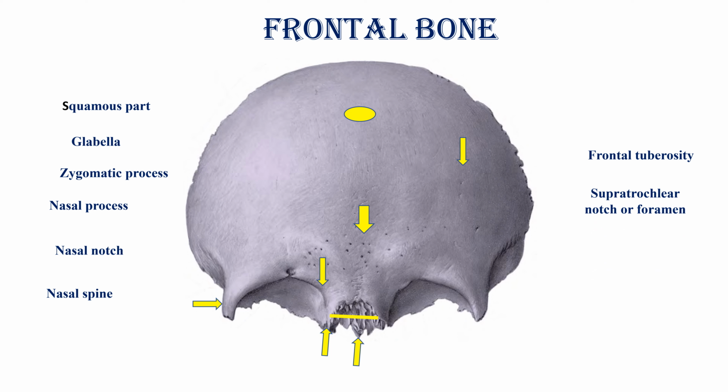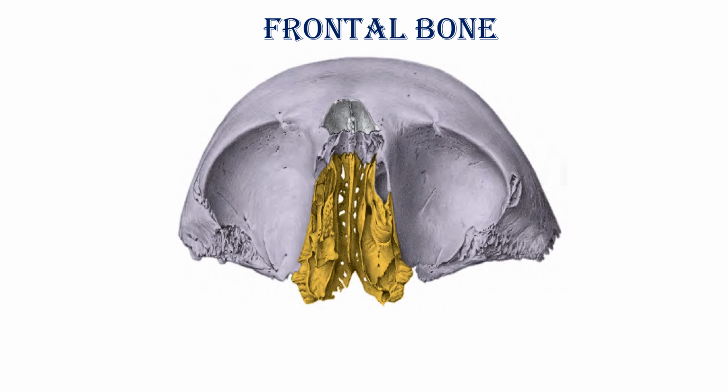That is the supratrochlear notch or foramen for the supratrochlear nerve and vessels. And this is the supraorbital notch or foramen. In certain cases, it is only a notch. In others, it is a complete foramen for the passage of the supraorbital nerves and vessels. And this is the superciliary arch at the front of the frontal bone.